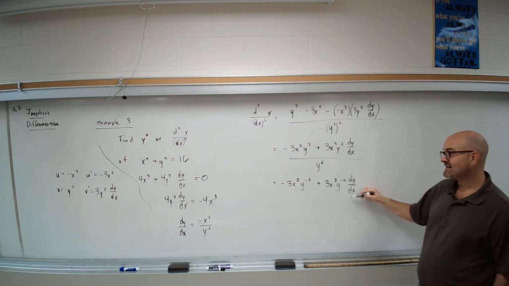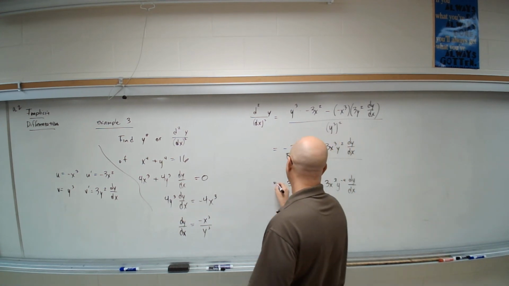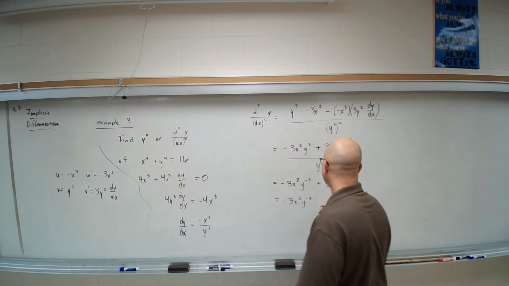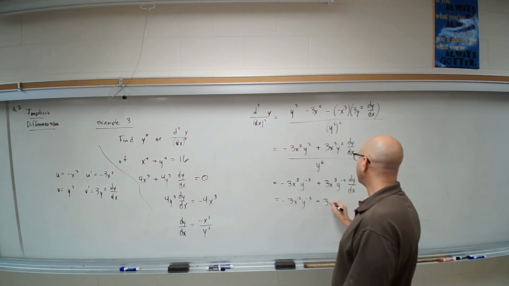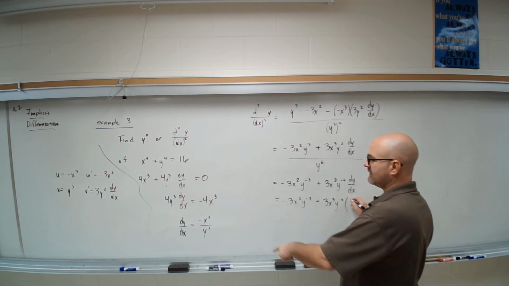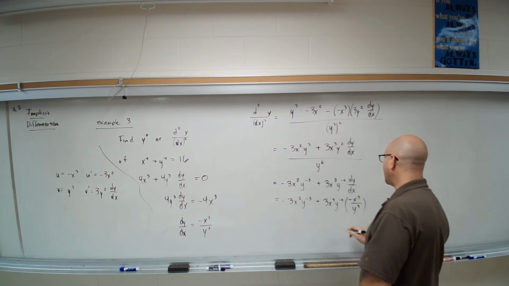Now, can I replace this? Now I'm going to go ahead and replace this. So we get, this first piece is good. And then here we're going to get 3x cubed y to the negative fourth times negative x cubed y cubed.